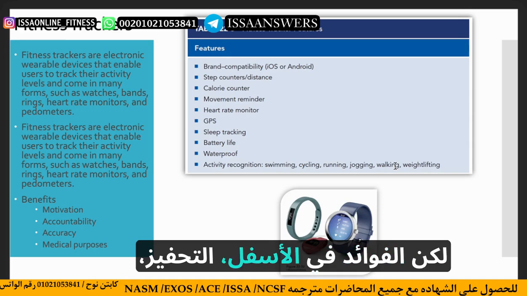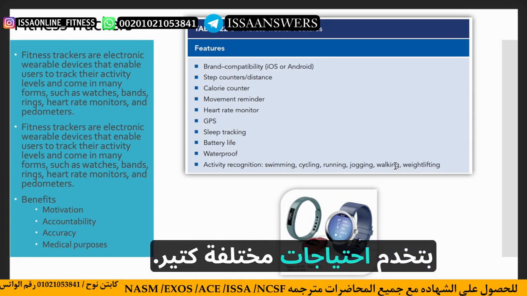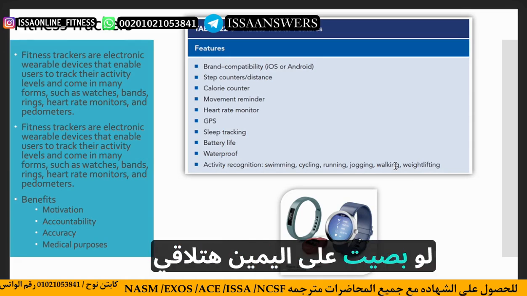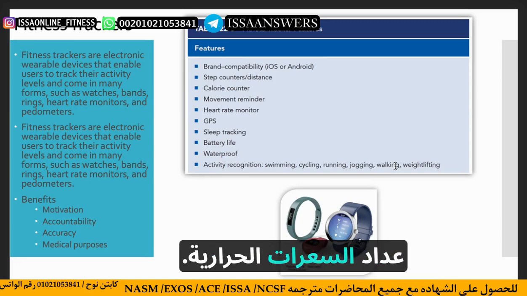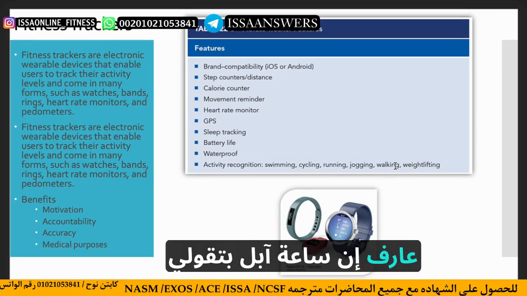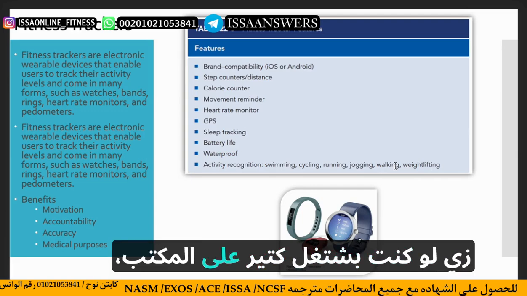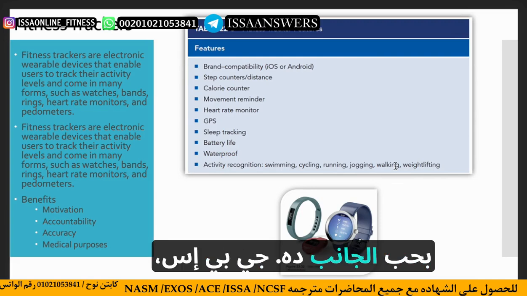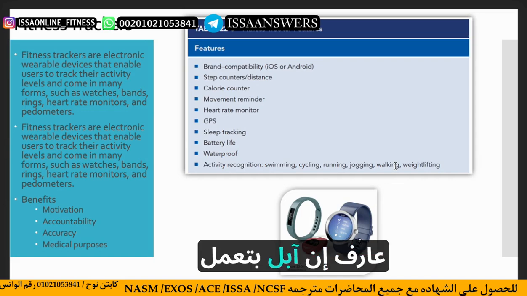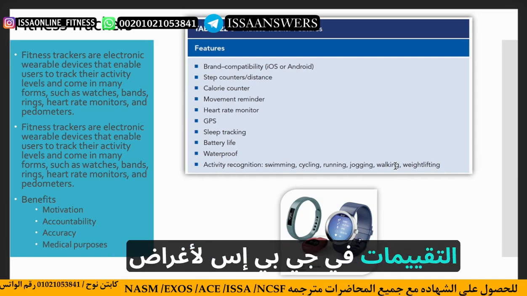But the benefits on the bottom: motivation, accountability, accuracy, and some people might need them for medical purposes. They serve a lot of different needs. If you look on the right, the features there: step counters, so accelerometer, calorie counter. It's a movement reminder. I know the Apple Watch tells me if I've been sitting for too long, like if I'm doing a lot of desk work, it tells me to get my butt up off the chair and get moving around. Heart rate monitoring, love that aspect. GPS, Apple does a pretty good job with that. I think Garmin is probably one of the highest rated for GPS, just for tracking purposes.